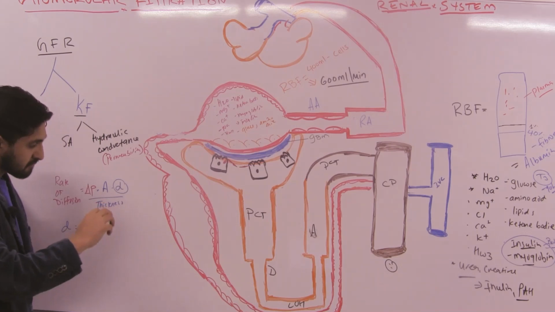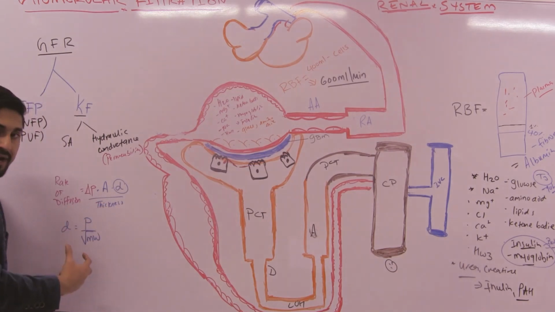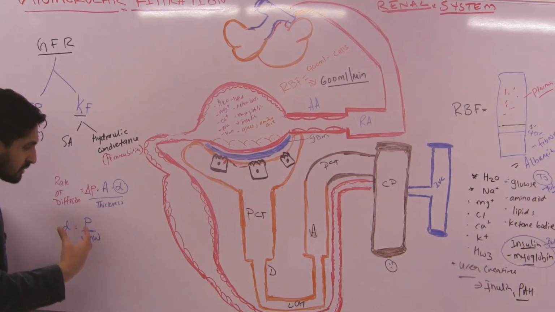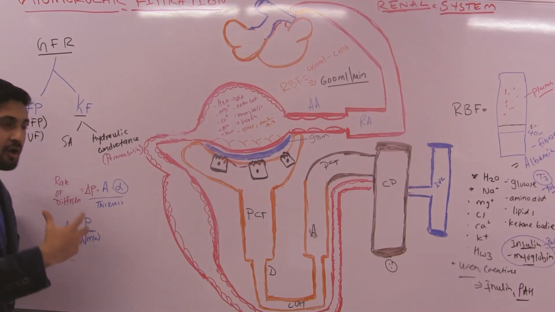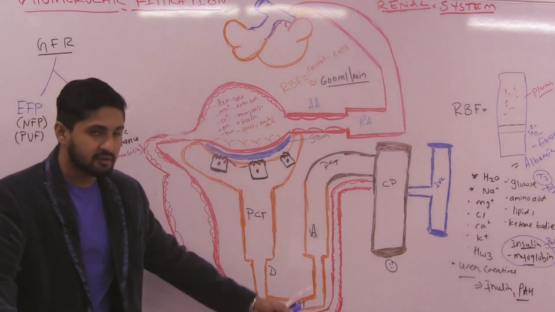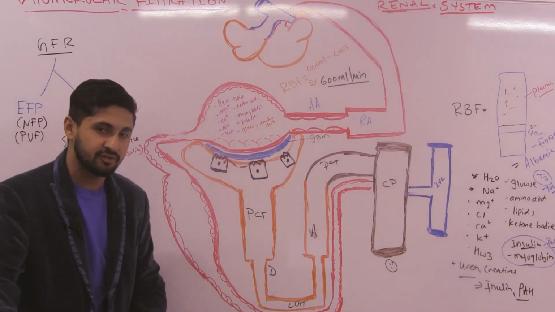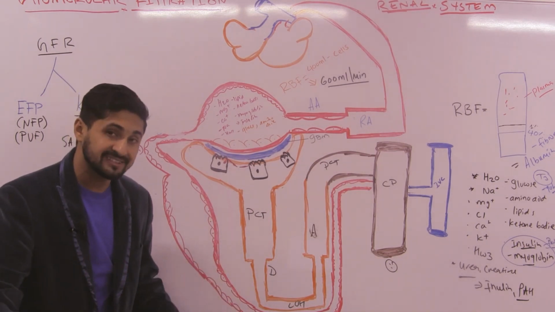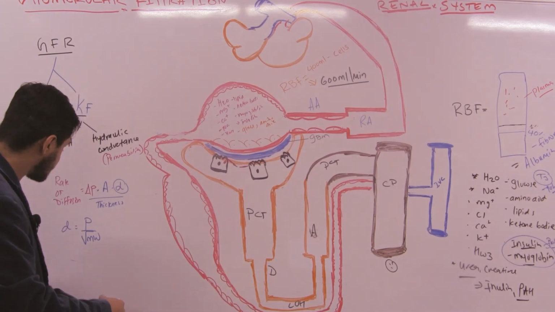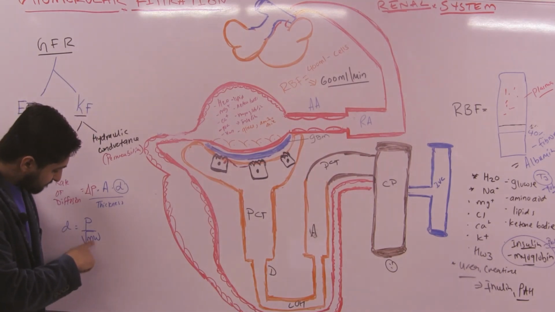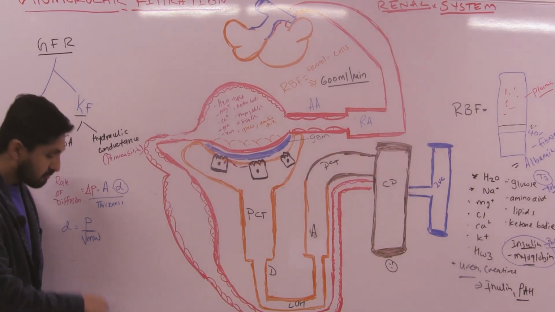Because remember, whenever we're talking about molecular weight or molar mass, we're talking about the size, okay? If it's larger in size, like for example globulins or larger molecules like peptides and proteins, they would not be able to filter out because they are large in size. So that's the reason why the permeability is inversely proportional to your molecular weight.